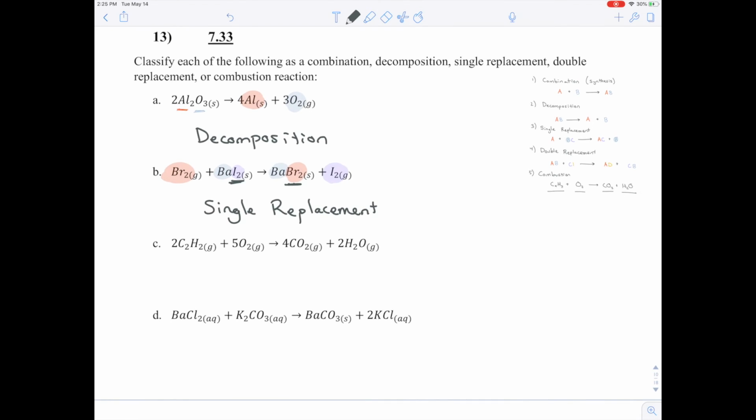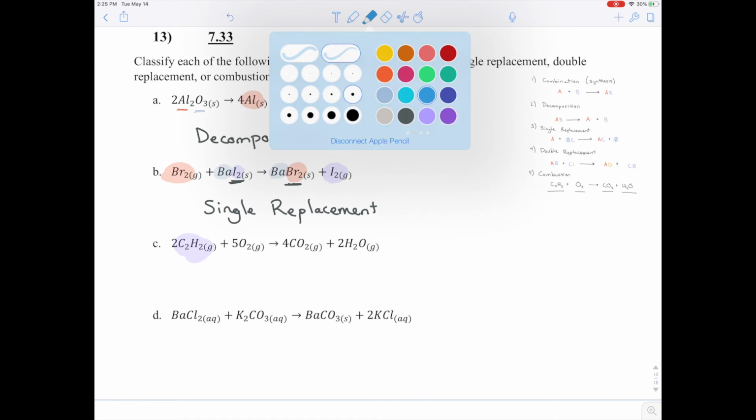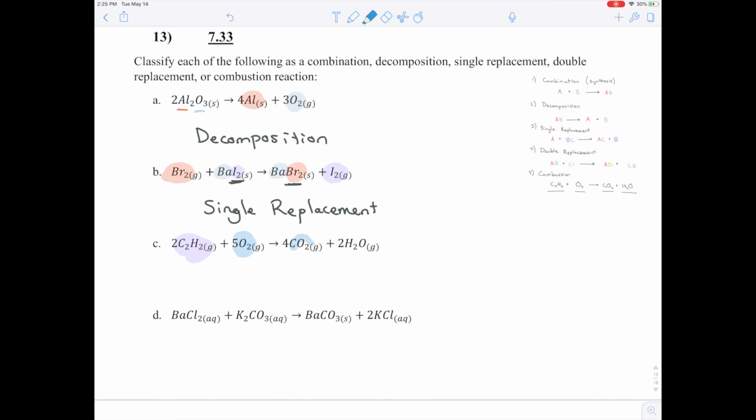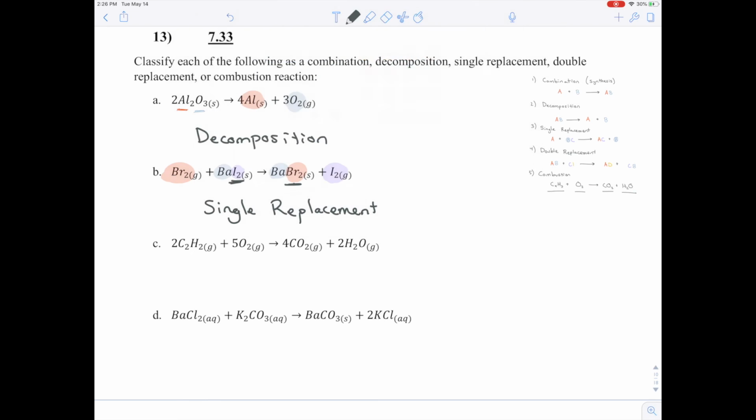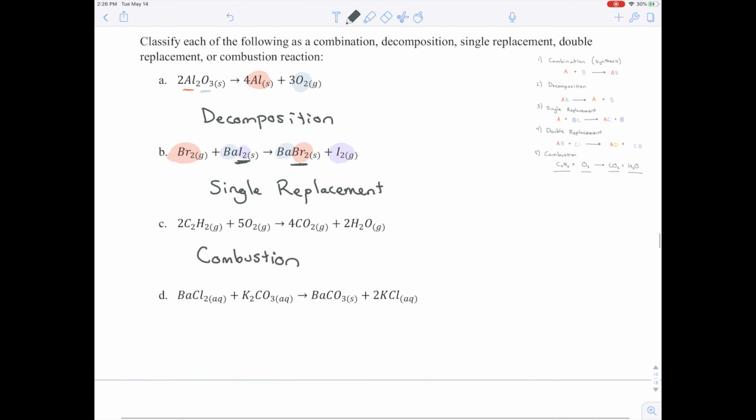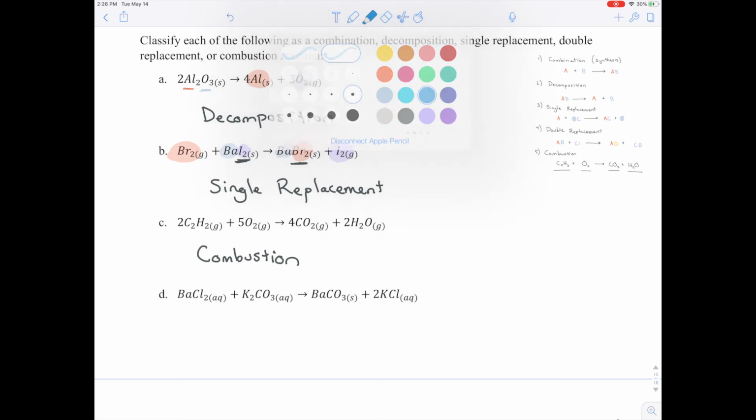Okay, C. We've got carbon and hydrogen, followed by oxygen, CO2, and H2O. That's a very specific one, combustion. So that would be combustion. And actually, this is the reaction for welding guns. When you want to weld metals together, those flames that you see, the reaction happening in those flames is this reaction here.